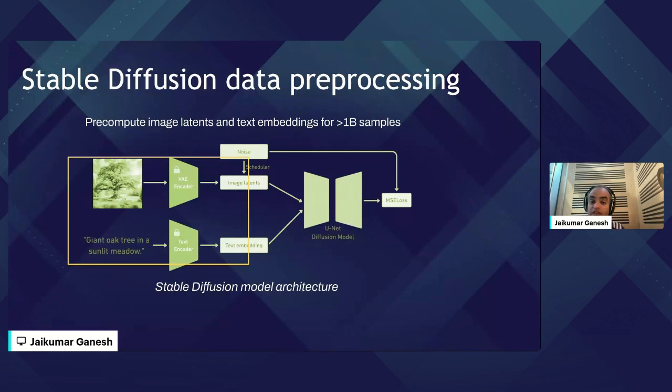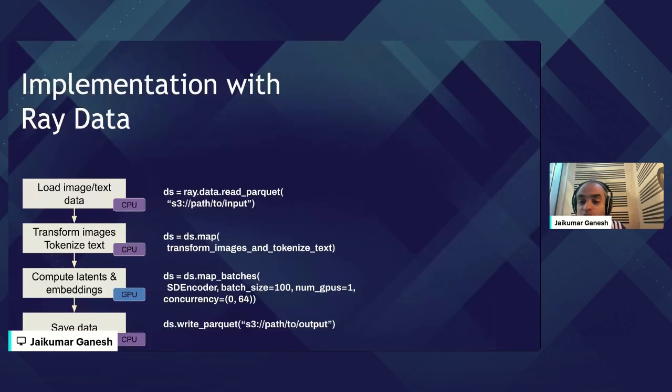Let's take an example of Stable Diffusion. As you probably are all familiar with Stable Diffusion very well, you have to pre-compute image latents and text embeddings for greater than 1 billion samples. This is what it looks like with Ray Data. Again, you read the Parquet files. You do a map to transform images on the CPU. You do map batches, this is the encoder. You can specify the batch size, number of CPUs, the concurrency, and then you write the Parquet back.